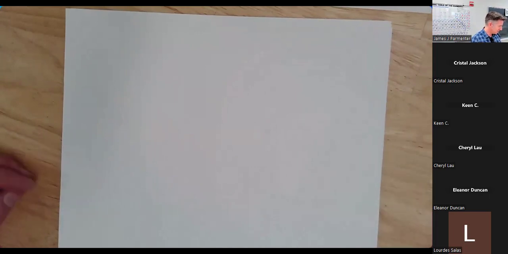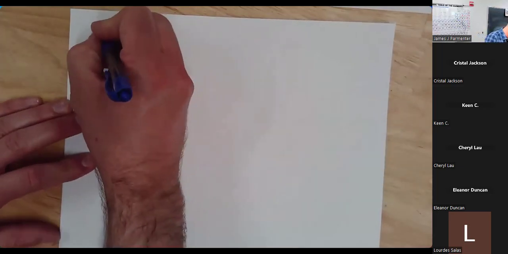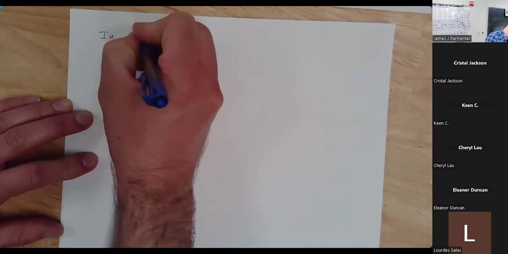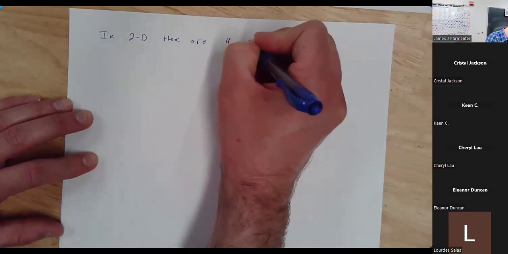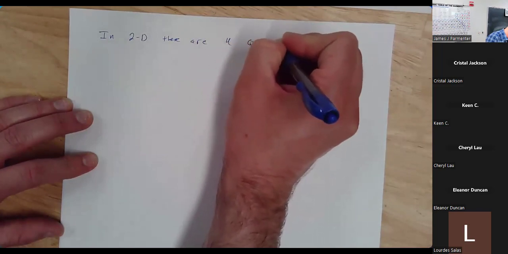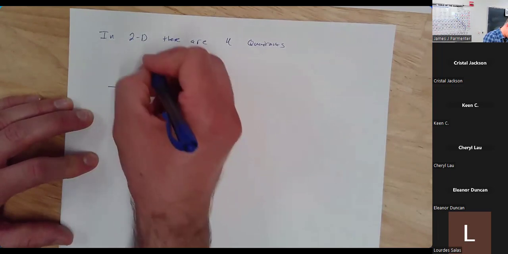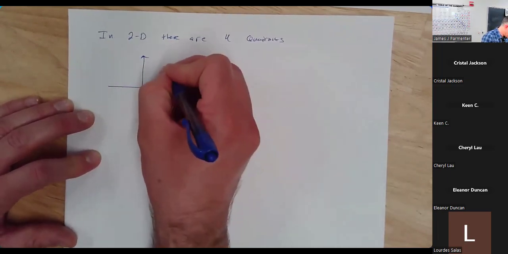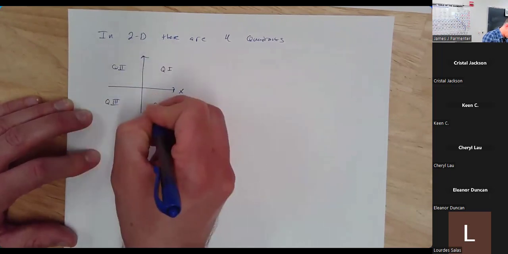So let's talk about some other things in three dimensions. We'll plot some more points, don't worry, but we're going to talk about a few other things as well. So in two dimensions, there are four quadrants. You might have seen before, they look like this, right? Here's your positive x-axis, your positive y-axis. Here's quadrant one, quadrant two, quadrant three, and quadrant four.